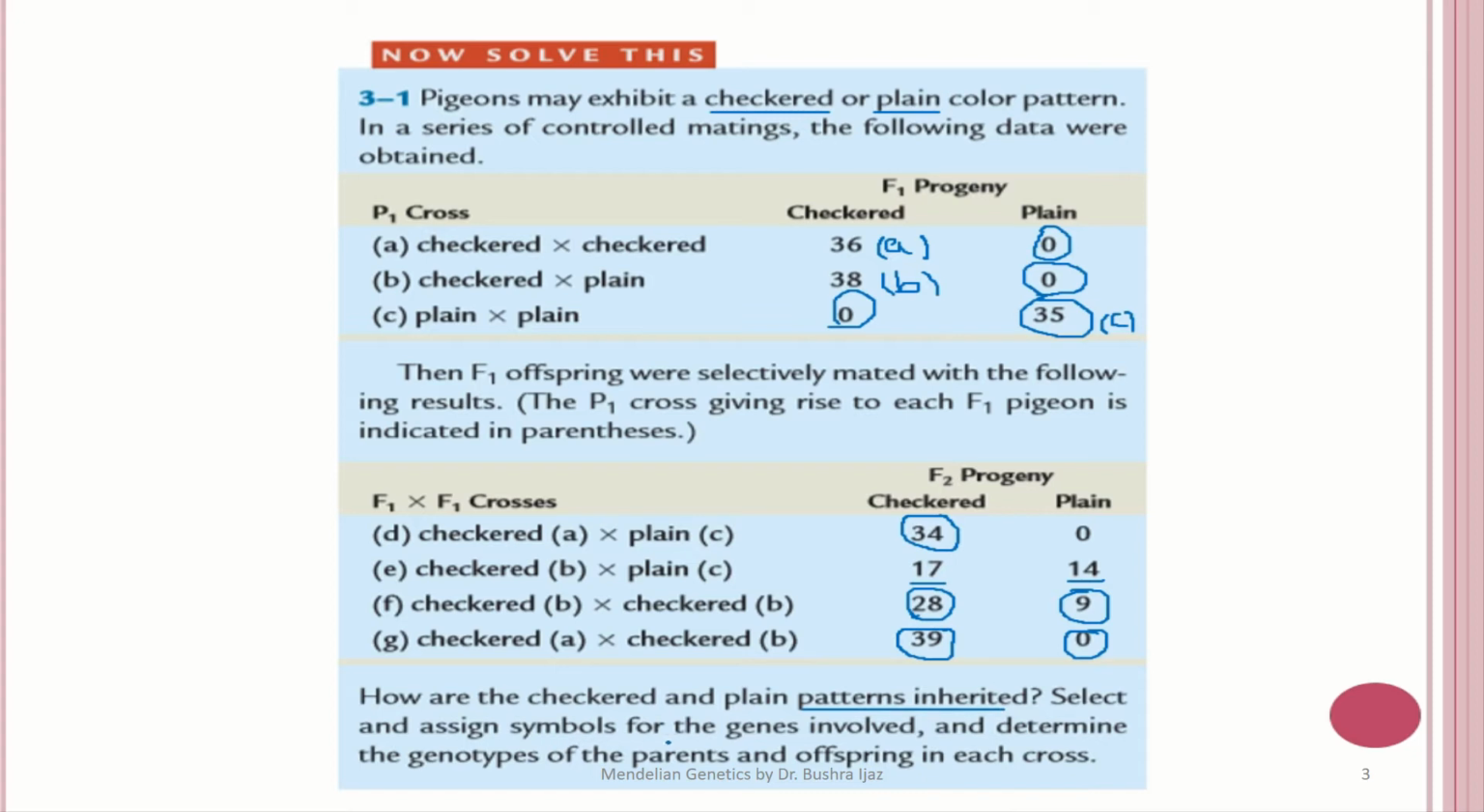Select and assign the symbol for the genes involved and determine the genotype of the parents and offspring in each cross. So I will tell you, for checkered you can use C, C, and for plain you can use P, P, the two alleles for plain, and CC for checkered.